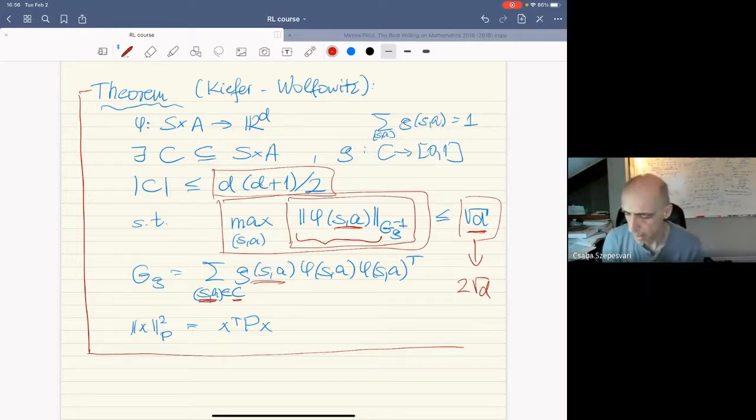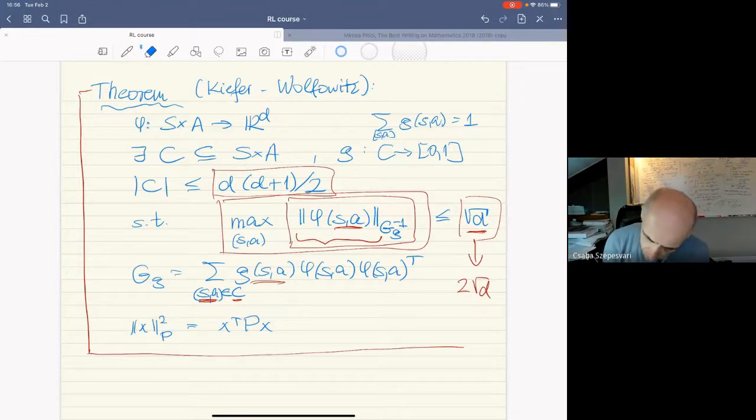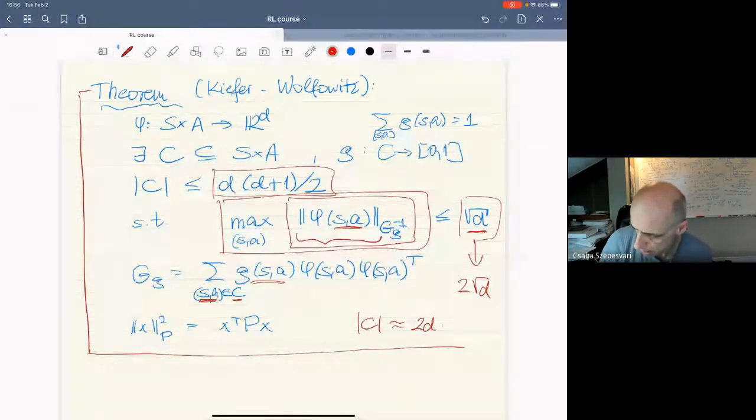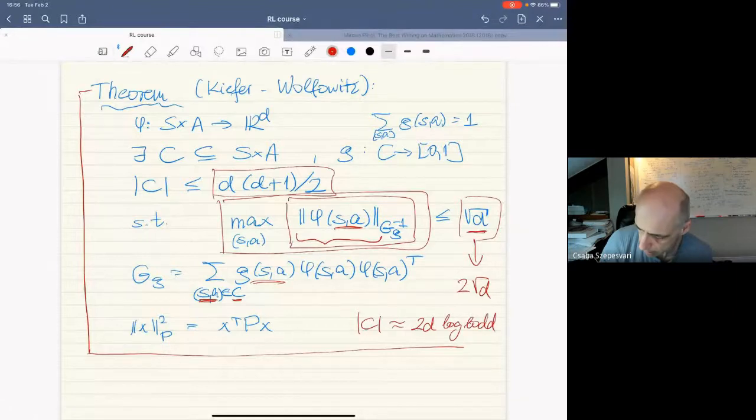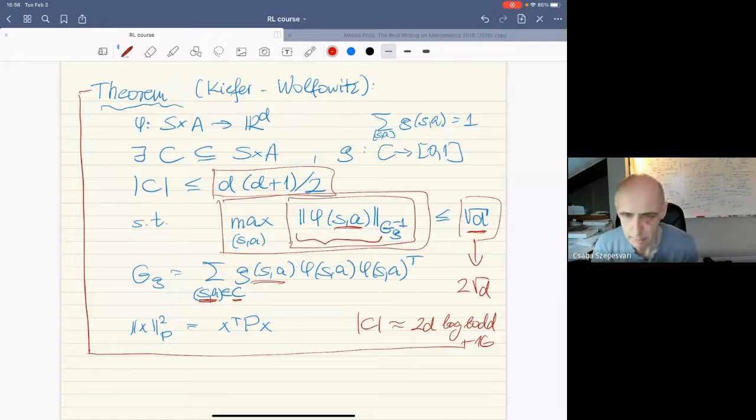Okay, but if we don't care about that high precision and we say that another factor of 2 is fine in blowing up the error, then we can reduce the cardinality of C to almost linear. So d log d something plus some constant, 16 or something. That's a theorem by Todd.